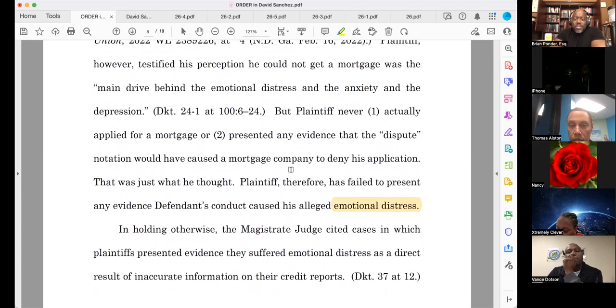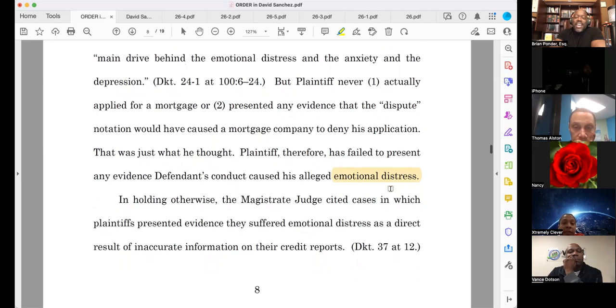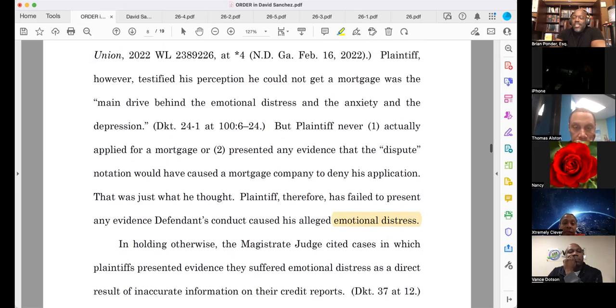Plaintiff, here we go. Hold on a second. Plaintiff never applied for the mortgage or presented any evidence that it was anything but what he thought. Plaintiff, therefore, has failed to present any evidence the conduct has actually caused harm. So there you go. Now, I have a case.